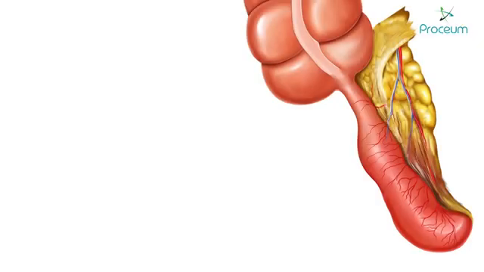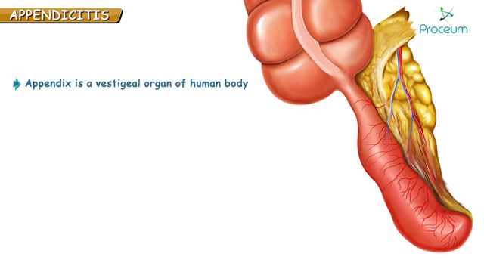Hi students, today we'll talk about appendicitis. To understand that, you should know what the appendix is. Appendix is a vestigial organ of the human body. Vestigial means something that has no function. So the appendix, being a vestigial organ, technically has no function.